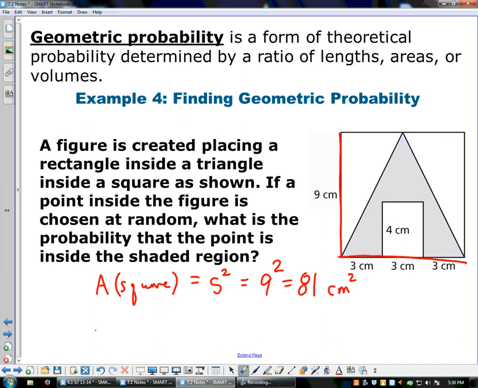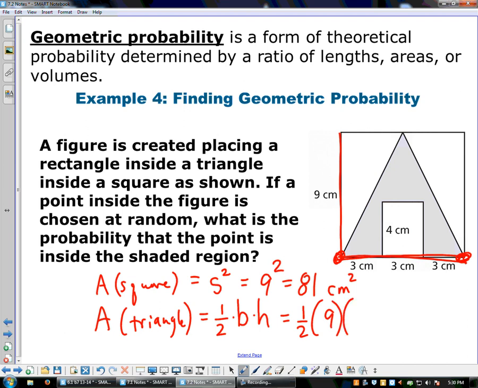All right, next up, maybe we'll try the area of the triangle. Again, area of a triangle is going to be 1/2 base times height. So my base in this case, along the bottom, which is just one side of the square, is going to be 9. And my height of my triangle, which is the same as the side of the square, the altitude, those are equivalent, is also 9. So if I multiply that together, this is going to be 40.5 centimeters squared for our triangle.